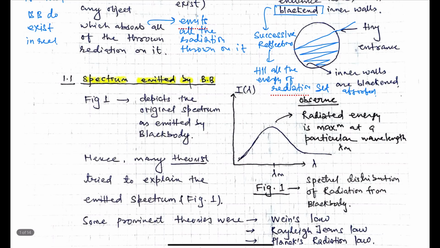So first thing we did, we observed the spectrum emitted by a black body. A spectrum means the range of the wavelengths and the intensity corresponding to those. So here we could see in figure 1 the spectral distribution of radiation from a black body, and we need to observe that radiated energy on this curve is maximum at a particular wavelength. So this is the intensity versus wavelength curve, and intensity is obviously dependent on the wavelength. So it depicts the original spectrum as emitted by the black body. Such a black body, an approximate black body, not the ideal one.